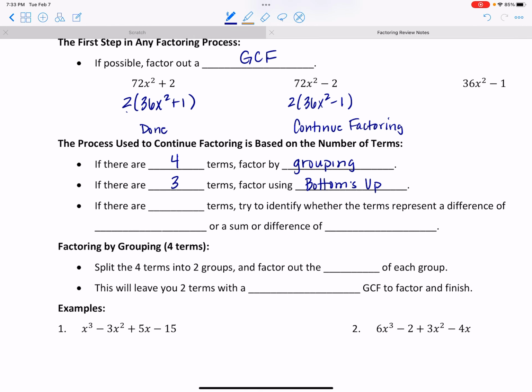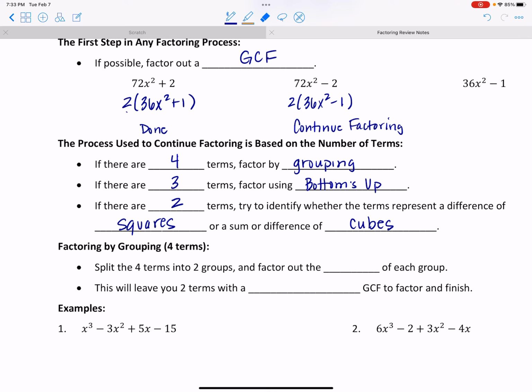So 4 terms, we use grouping. 3 terms, I'm going to show you a process called bottoms up. If there are 2 terms, like we see happening here, we're only going to be able to factor those 2 terms if there's a GCF, and we saw that in this one, or if those 2 terms represent a difference of squares, which is actually what 36x squared minus 1 is, or if it's a sum or difference of cubes. Okay, so make sure we're in order: take out the GCF if we can, and then, if there are 4 terms we group, 3 terms we'll use bottoms up, 2 terms we're looking for a difference of squares or a sum or difference of cubes.